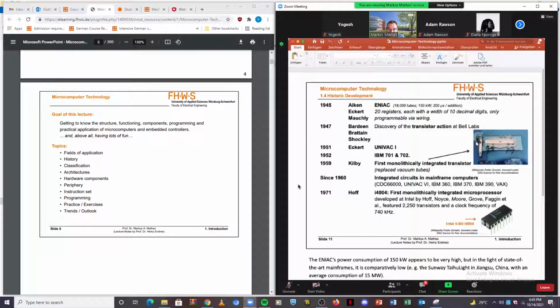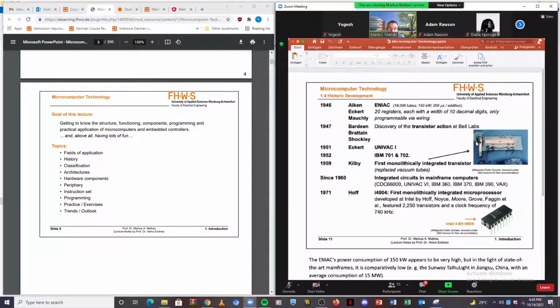Okay. So last slide for the historic development. Now, 1945, we get the ENIAC from Eckert and Mauchly. This machine was also based on vacuum tubes. It consumed 150 kilowatts of energy, and per addition we need 200 microseconds. So this is really fast, not from the perspective of today, but for this time that was really, really fast.